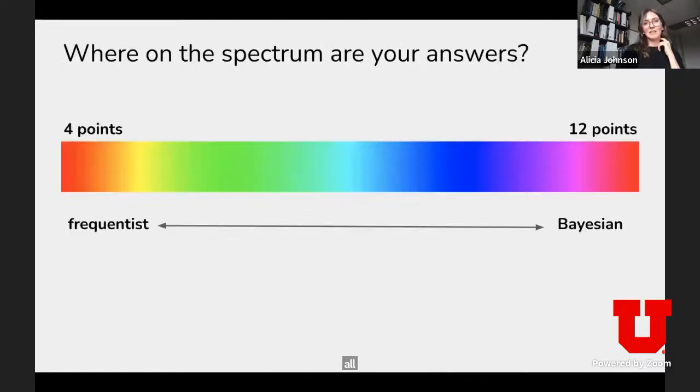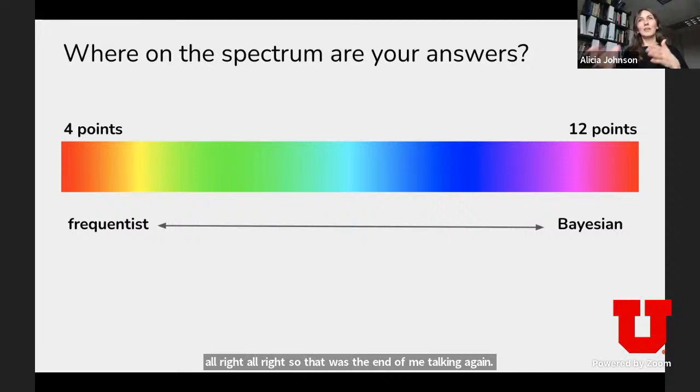All right, so that was the end of me talking. Again, I just wanted to get on common ground in terms of what is Bayesian statistics versus frequentist statistics.